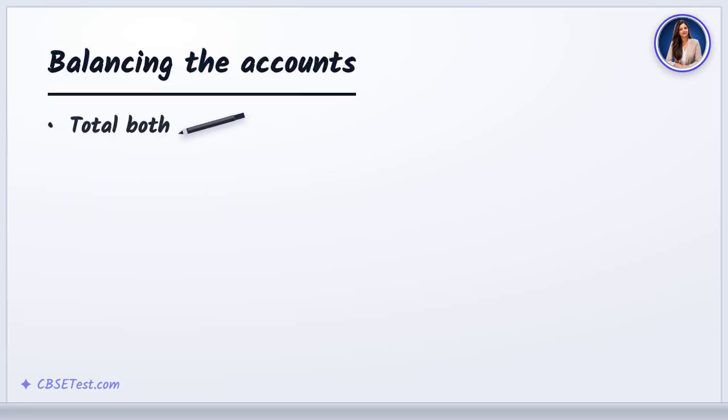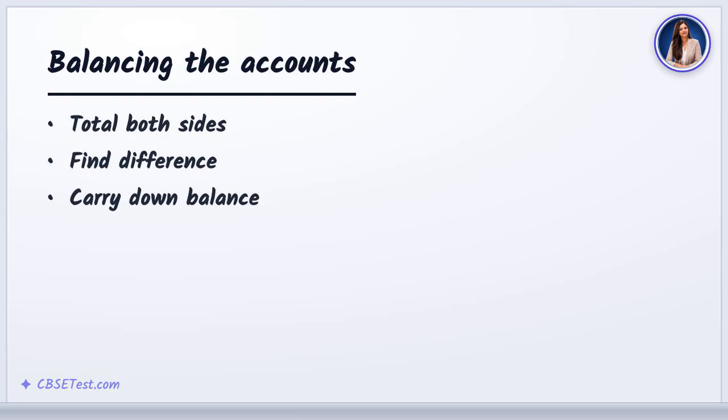At period end, we balance each ledger account. We total both sides, find the difference, and write it as balance carried down on the smaller side, then bring it down as the opening balance for the next period. This shows the net position of each account.